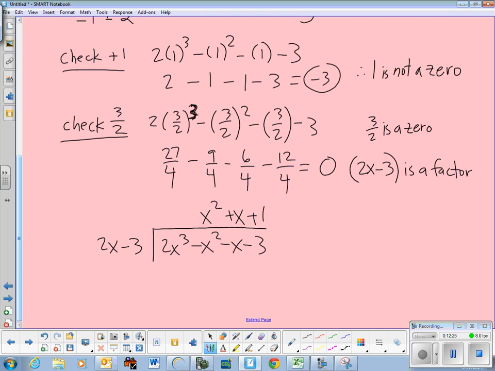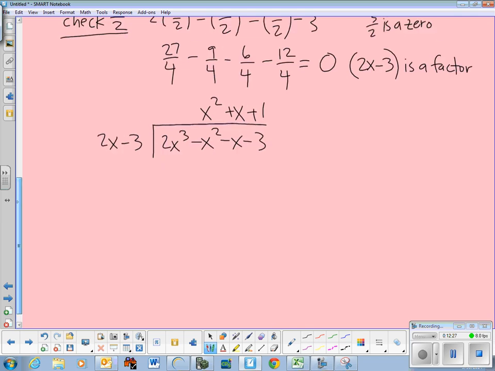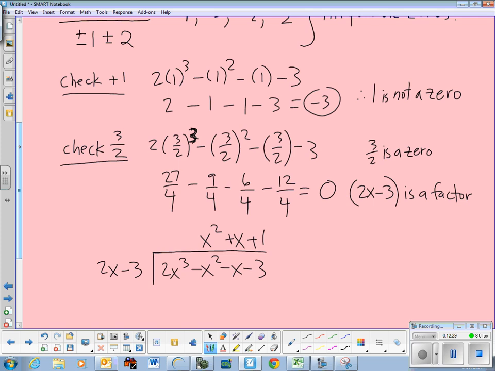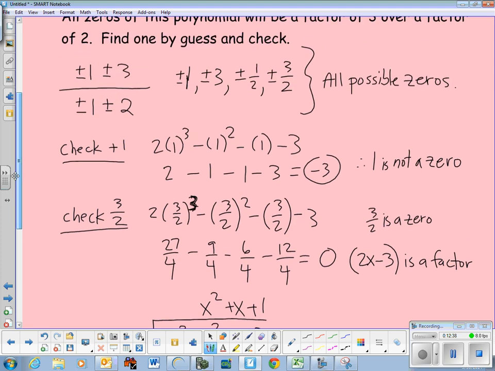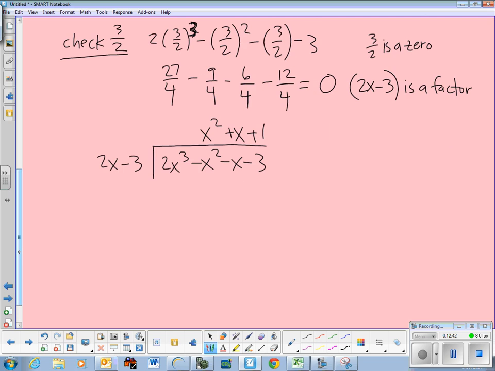In this case, that quadratic may or may not factor. I don't have any graphical reason why it wouldn't, but this one does not factor. And if it did, you would end up showing some of those other possible zeros. But this means my final answer is 2x minus 3 times x squared plus x plus 1. All right, so that is this factored.